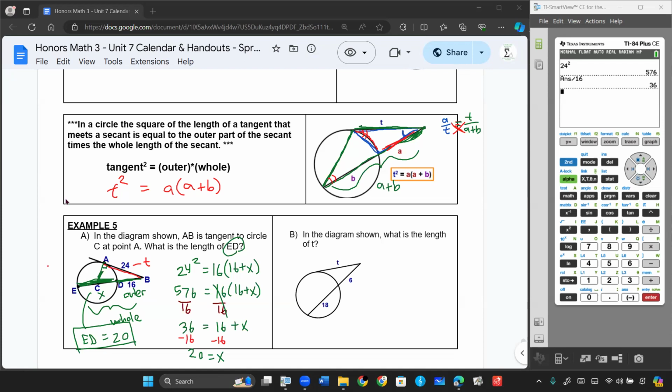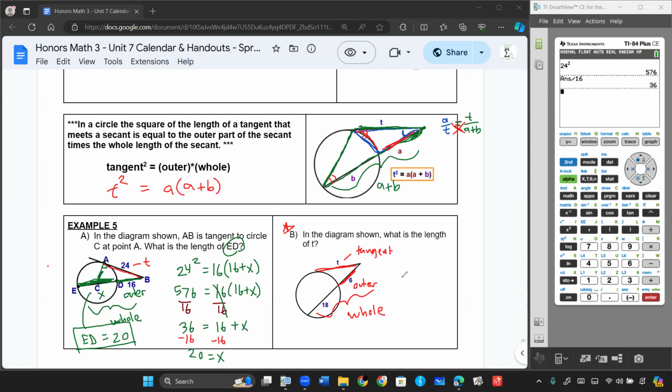Guys, try letter B. Pause the video, make an attempt at it on your own, and then you can unpause it and check. So on this problem here, the tangent is this segment. So that's going to be your tangent squared. The outer portion is going to be this 6. And then the whole thing will be the 18 plus 6.